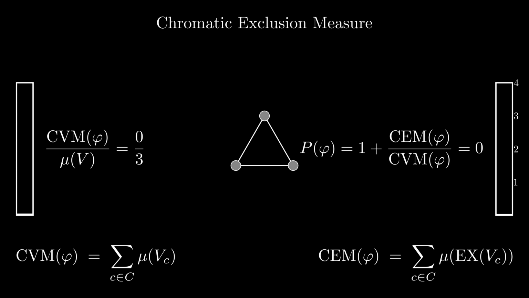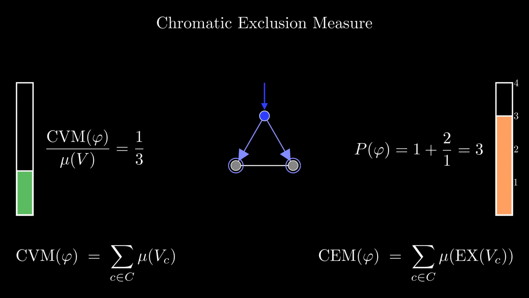And with that, we can build a much tighter and general lower bound. Take note of what P is: 1 plus CEM divided by CVM. We colored 1 vertex and excluded 2. The chromatic pressure of our graph is now 3, and it will stay that way.